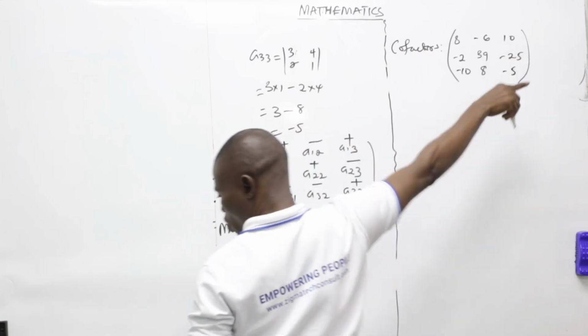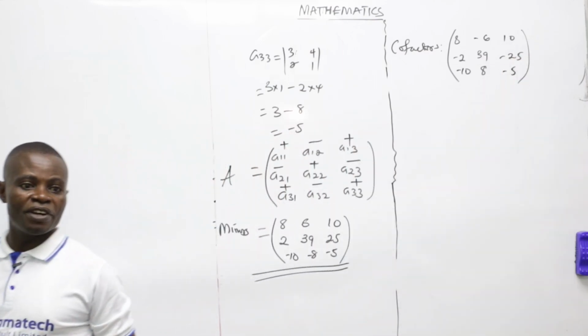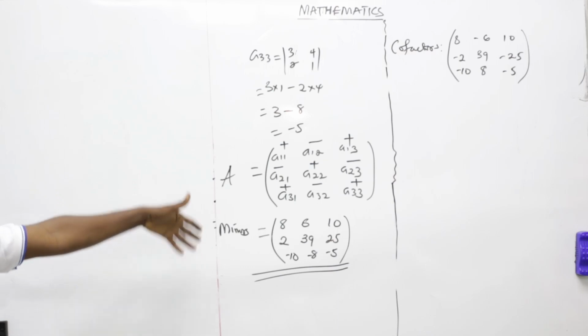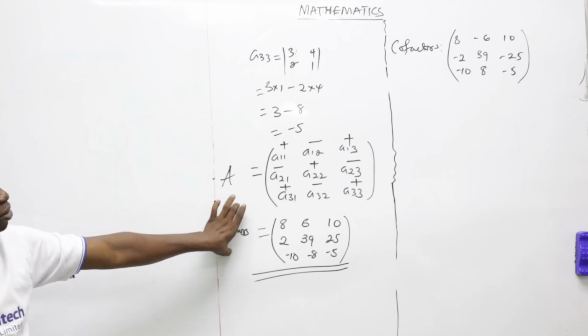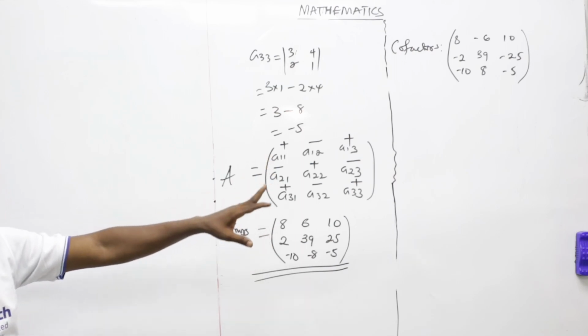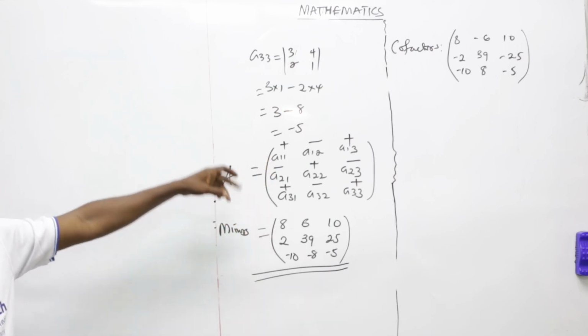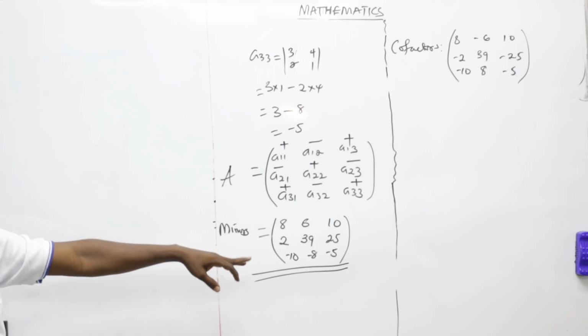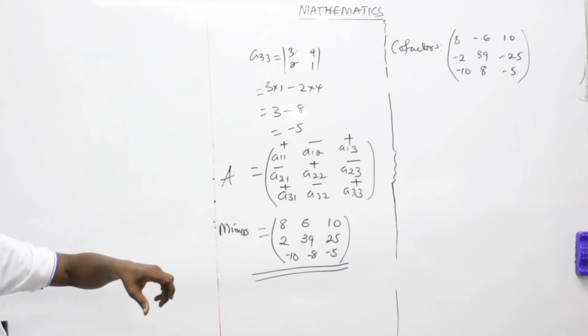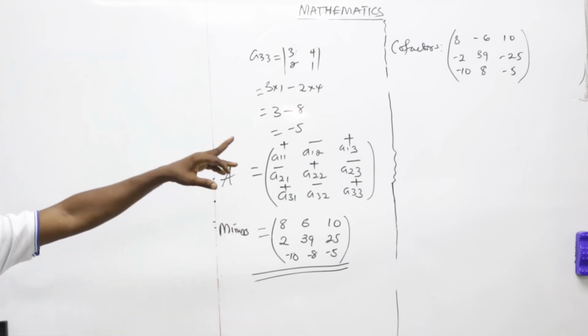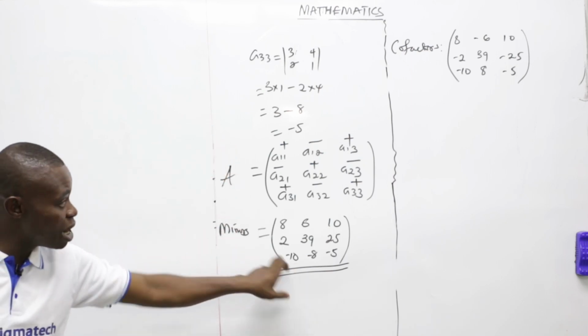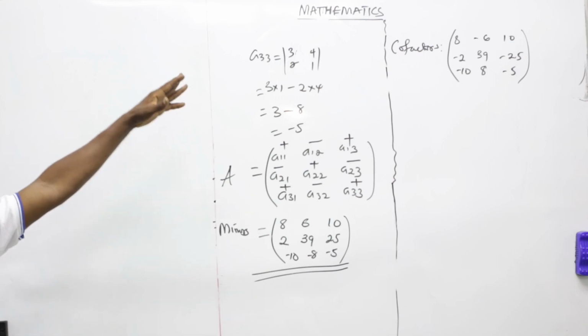Now watch very well. Compare the second solution to the first solution we have. What do you notice? We have 8. The 6 in the minor is now minus 6, while the 2 in the minor is now minus 2. The plus 25 in the minor is now minus 25. And the minus 8 in the minor is now what? Plus 8 in the cofactor.